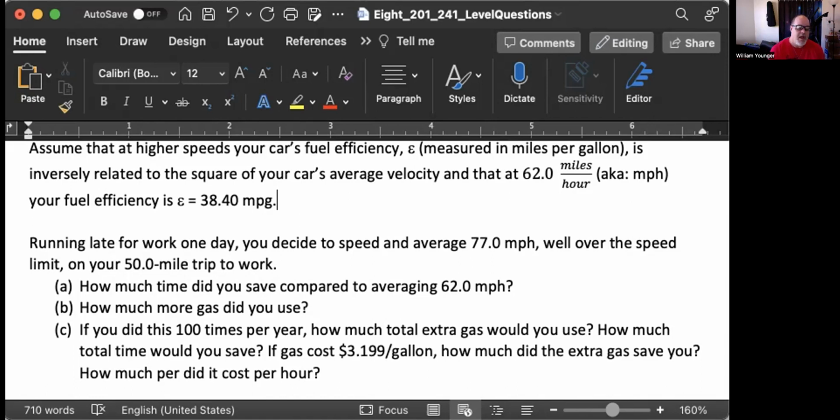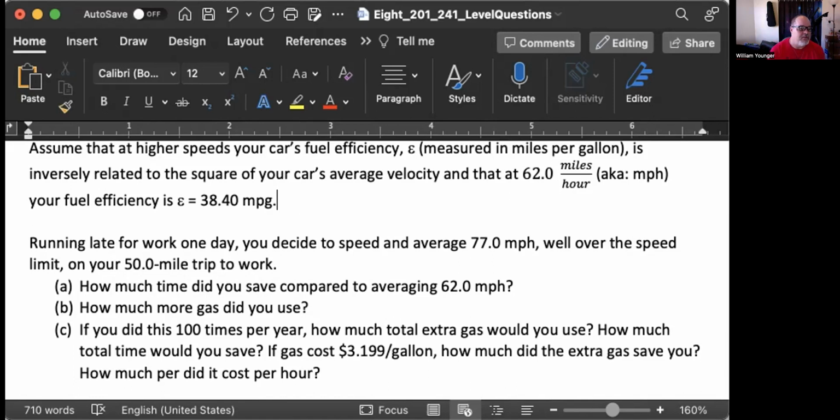Part B, how much more gas did you use? In other words, we're going to make use of our idea of what fuel efficiency depends on and see what the fuel efficiency was in the case where I average 62 miles per hour versus the case where I average 77 miles per hour. And then I'm going to see what the difference in the number of gallons is.